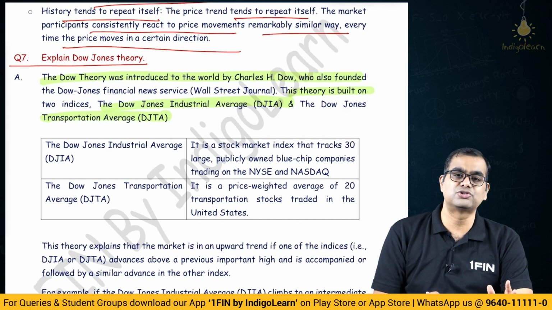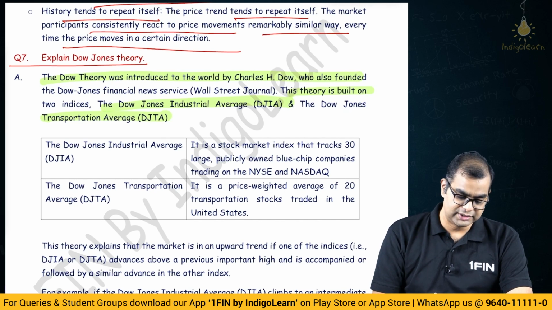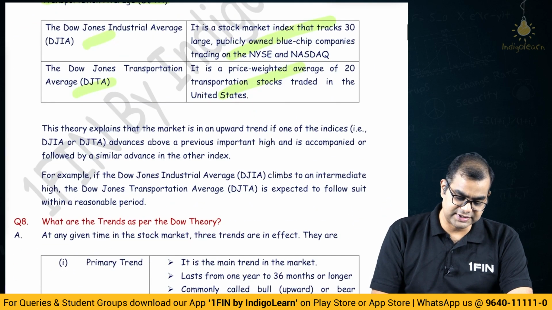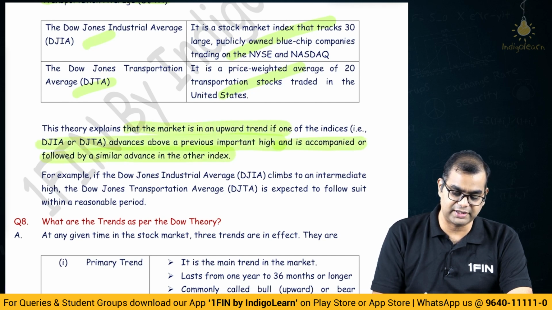However, it pays to understand the particular concept. There are these two indices, Dow Jones Industrial Average and Dow Jones Transportation Average. Industrial Average is a stock market index that tracks 30 public companies, and Transportation Average tracks 20 transportation stocks traded in the US. As per this theory, market is in an upward trend if one of the indices advances above an important high and is accompanied or followed by a similar advance in the other.